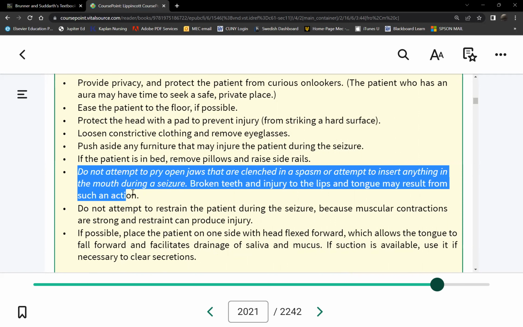Here, during my time, we used to put padded tongue blades into their mouth to prevent them from biting their tongue. Then that led to several injuries and lawsuits. So now we stop that practice. Do not put anything into their mouth. It's dangerous. They can actually aspirate, or they can break their teeth in the process. So no more. If they bite the tongue, then so be it.